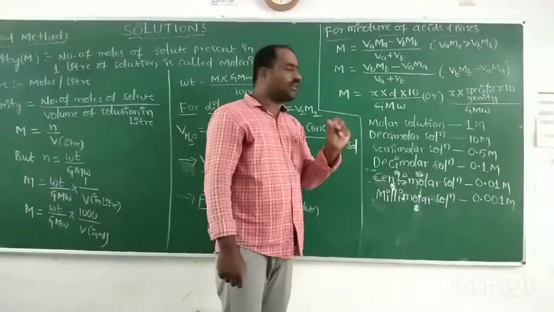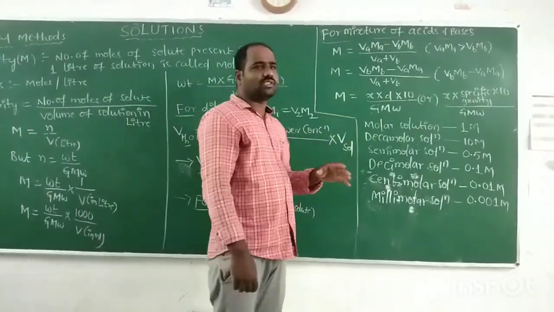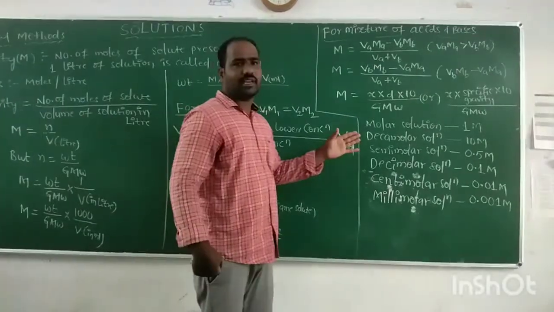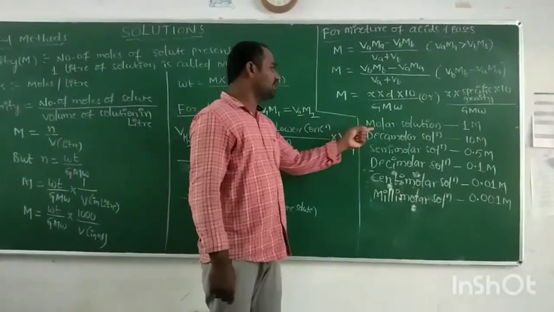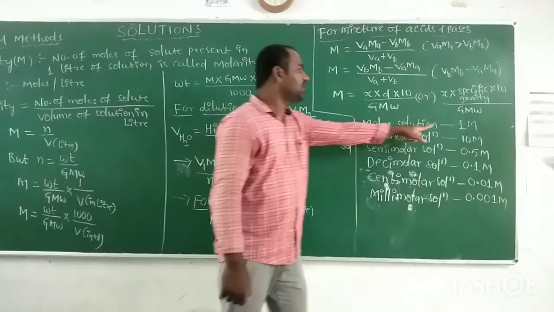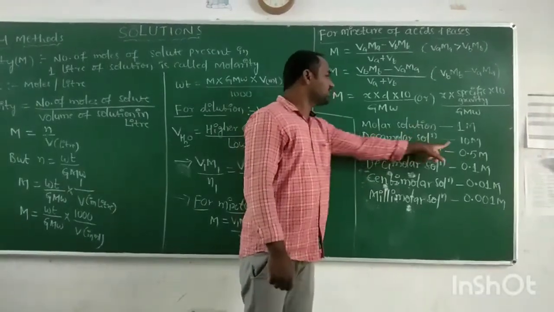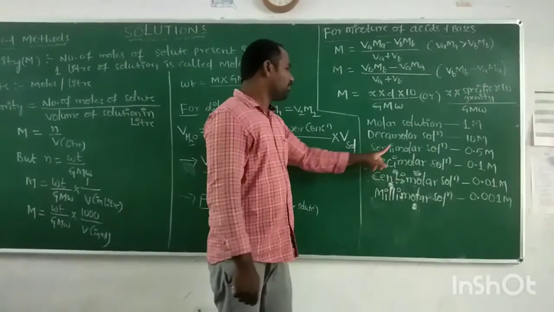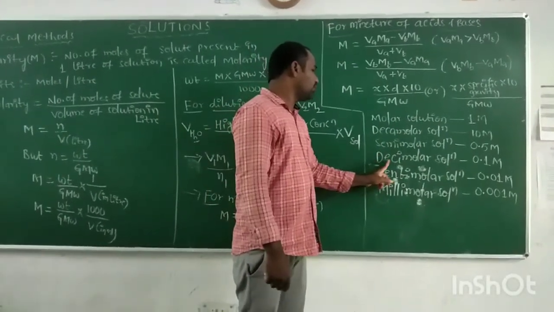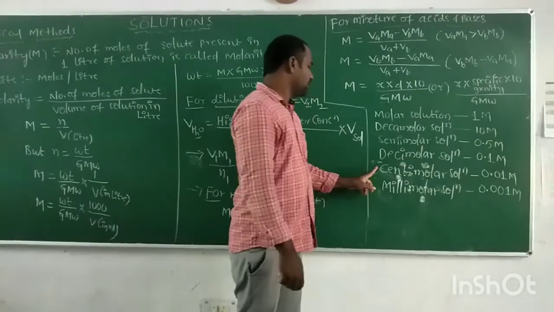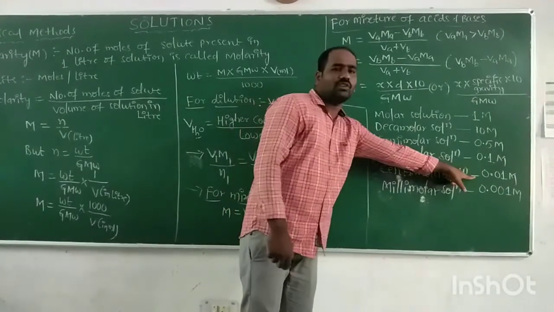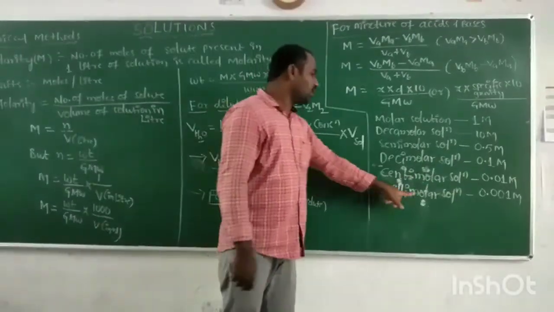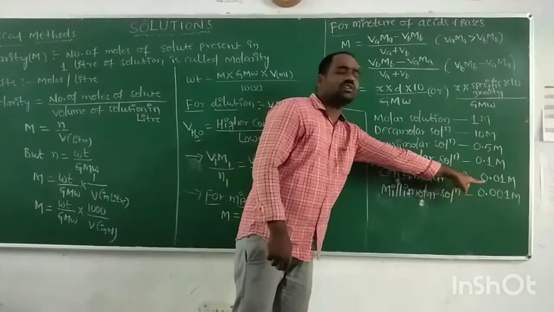Depending on the number of moles dissolved in the solution, we can call the molarity solutions by different names. Molar solution means 1 M, decamolar means 10 M, semimolar means 0.5 M, decimolar means 0.1 M, centimolar means 0.01 M, and millimolar solution means 0.001 M.